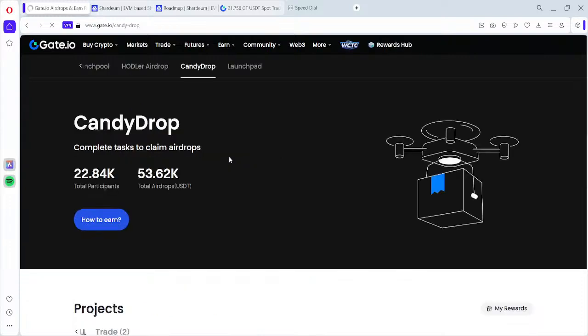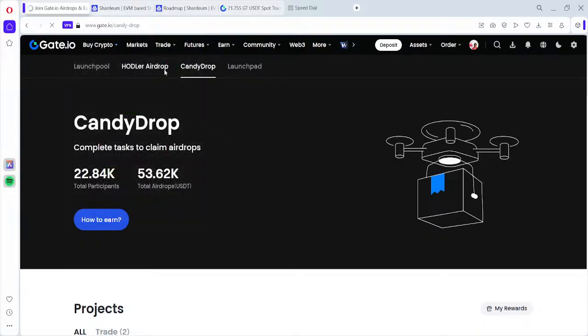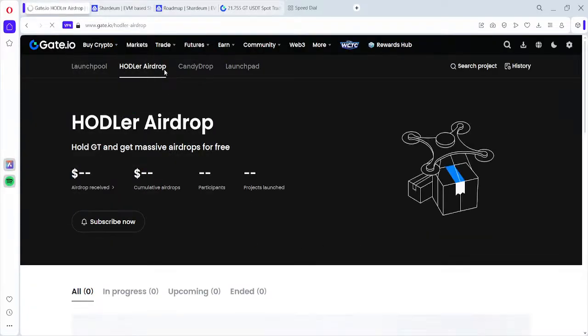And we have one more option called holder airdrop in Gate.io, which is so easy. Just click on the holder airdrop.